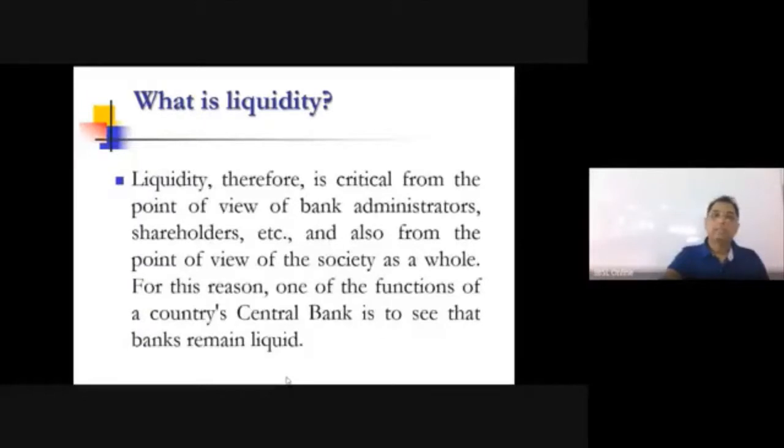So liquidity is critical for bank administrators, for shareholders, from the regulator, to customers, to everybody. It is very important for the bank to make sure it has its liquidity ratios, and you judge that by looking at your financials and seeing what your ratios are like, and the bank has to manage that.